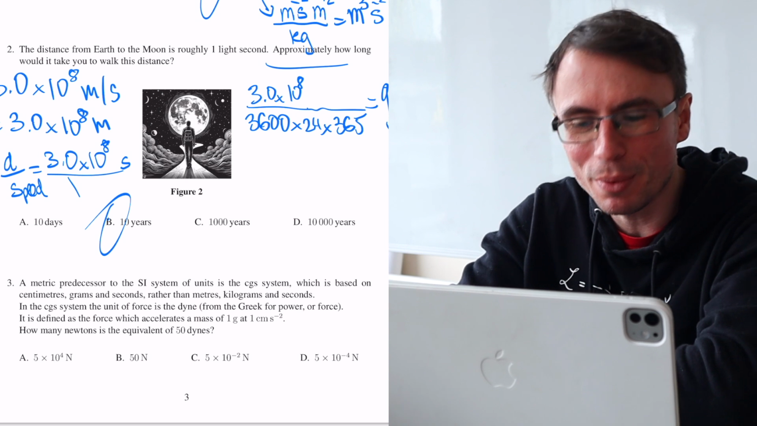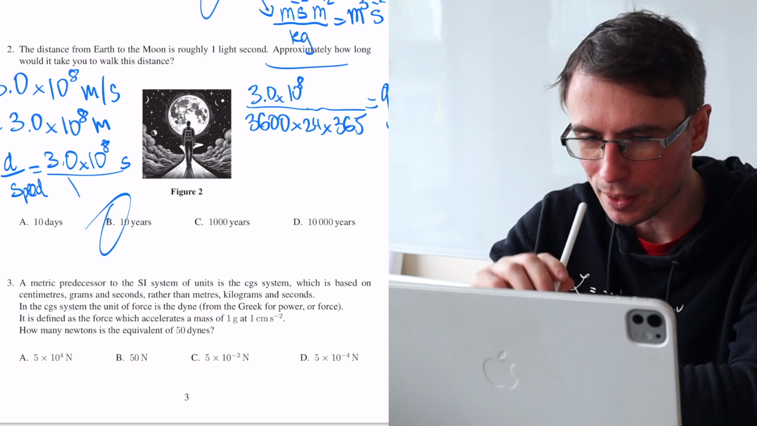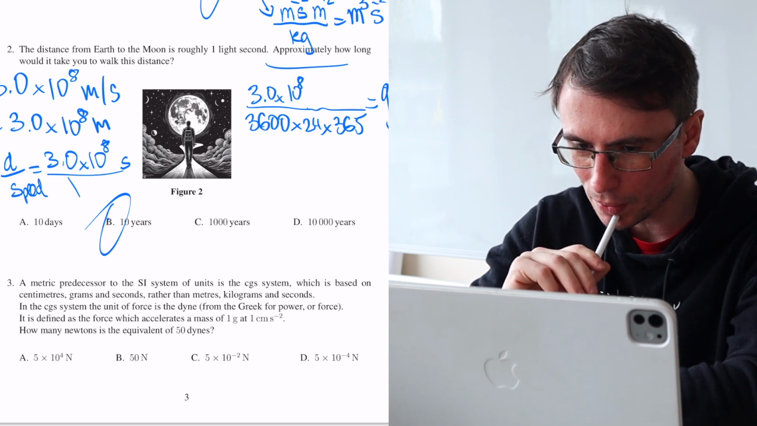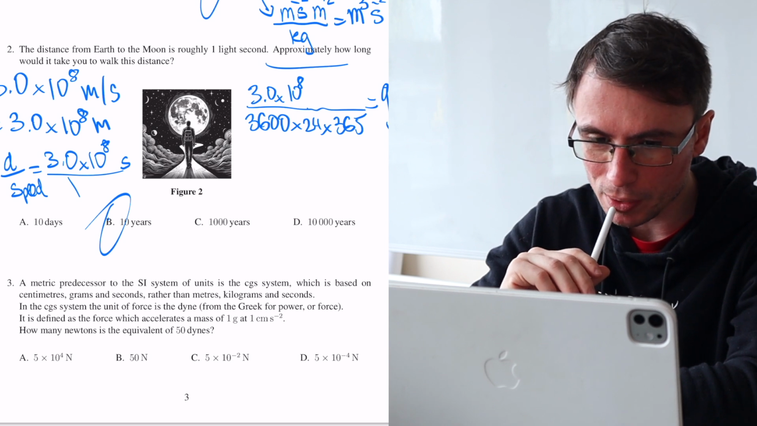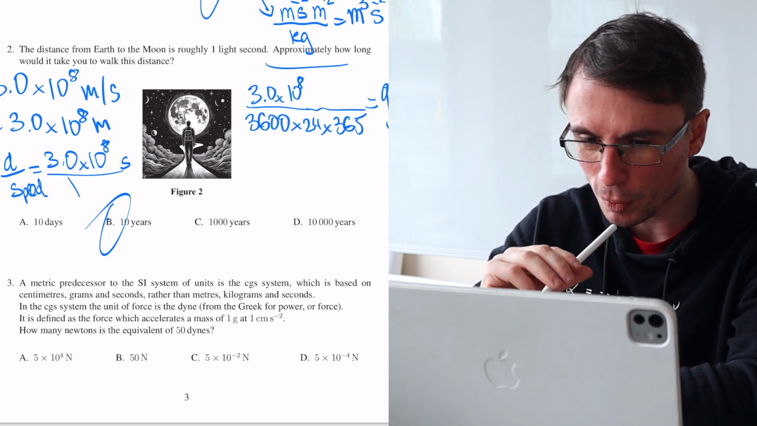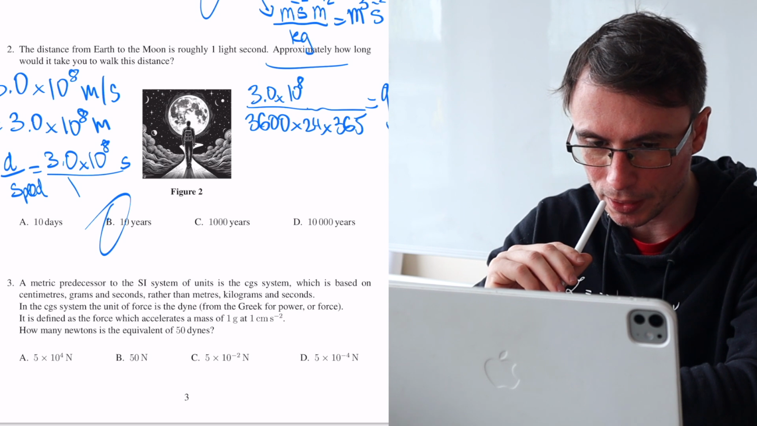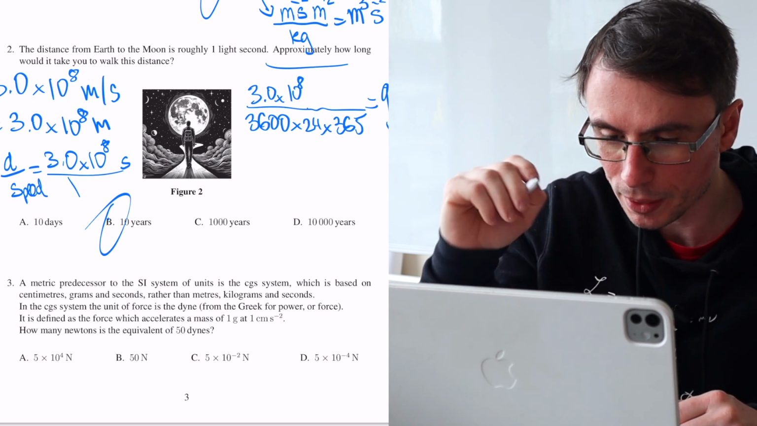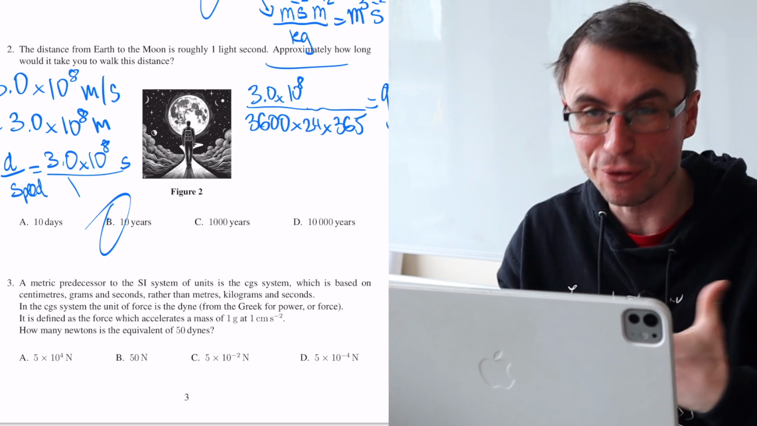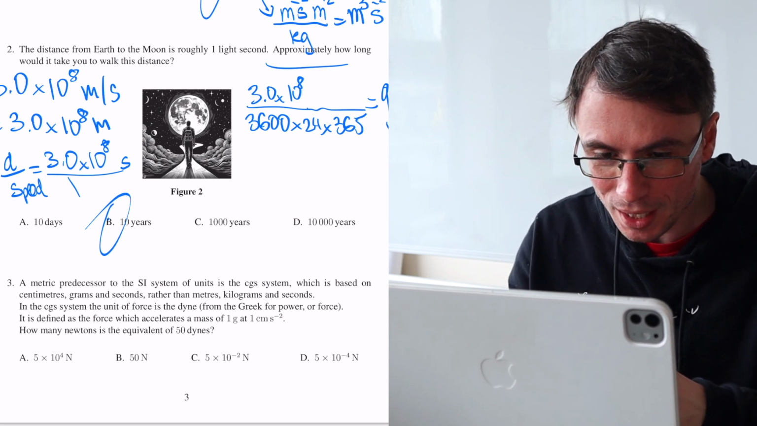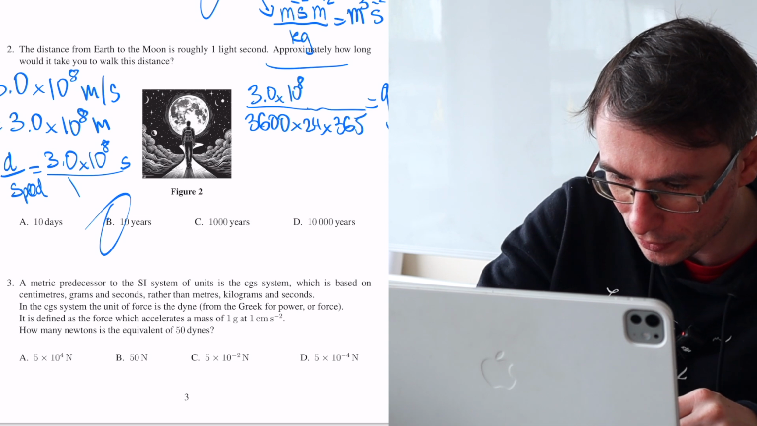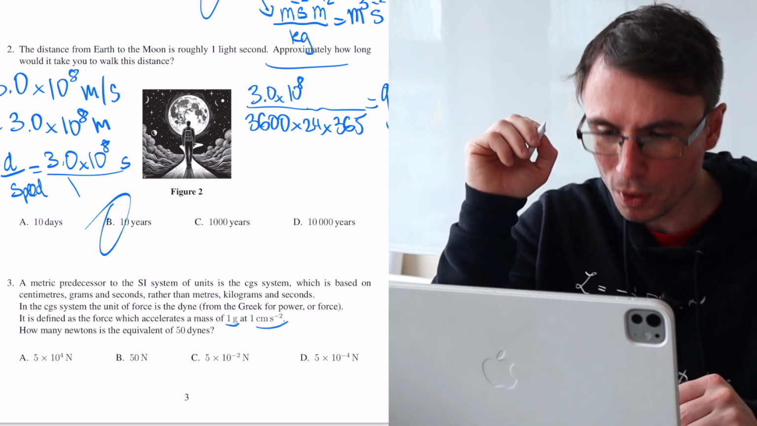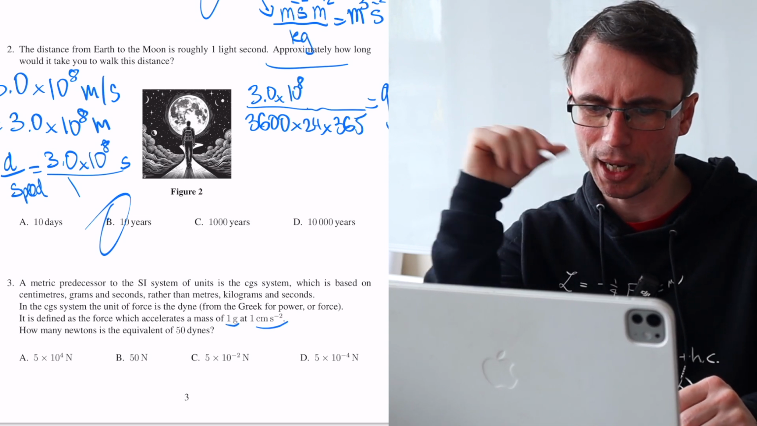On to question number 3. A metric predecessor to the SI system of units is the CGS system, which is based on centimeters, grams and seconds rather than meters, kg and seconds. And then we're given that 1 dyne is the unit of force in that system. It is defined as the force which accelerates a mass of 1 gram at 1 centimeter per second squared.